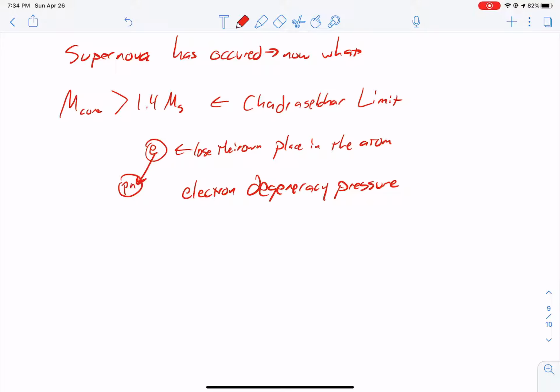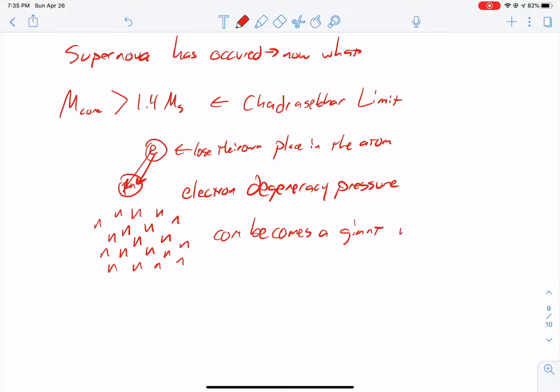And so what essentially happens is the electrons join up with the protons, and the entire core of the star becomes one giant nucleus full of neutrons. The proton plus the electron becomes a neutron. The core becomes a giant nucleus. It has the same density as the nucleus of any atom here on Earth. All atoms have the same density of the nucleus. That is the density of that core. We call this a neutron star.